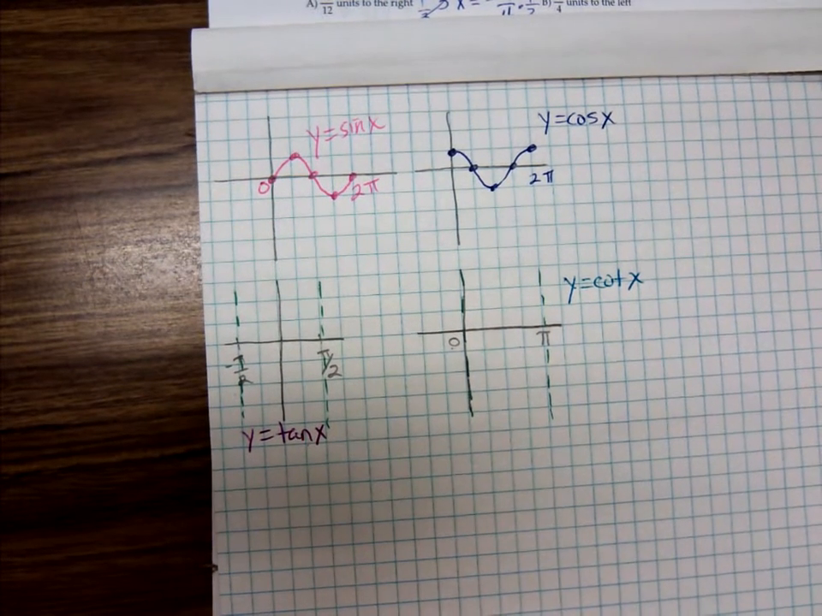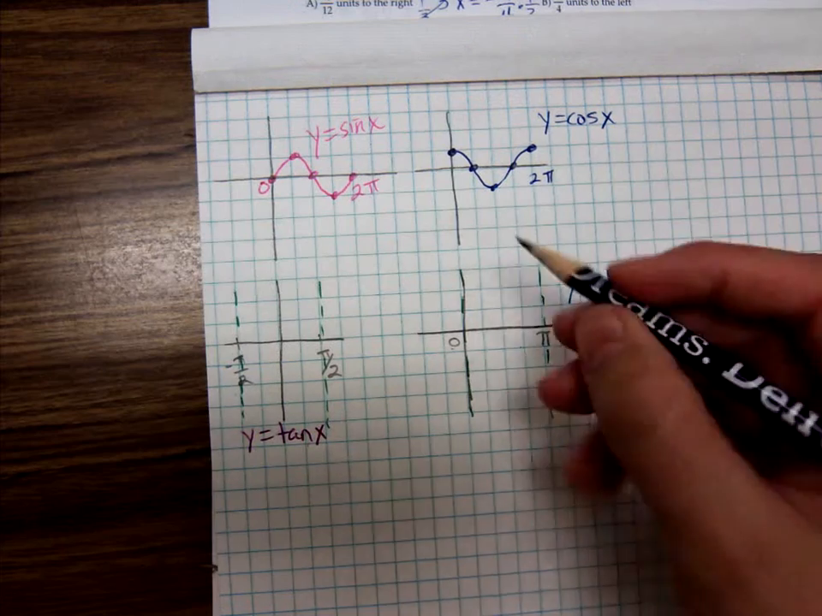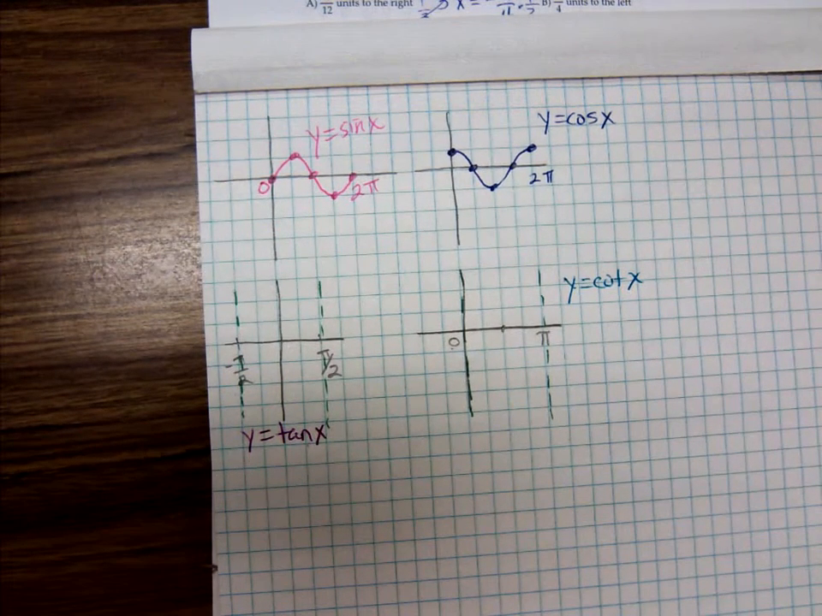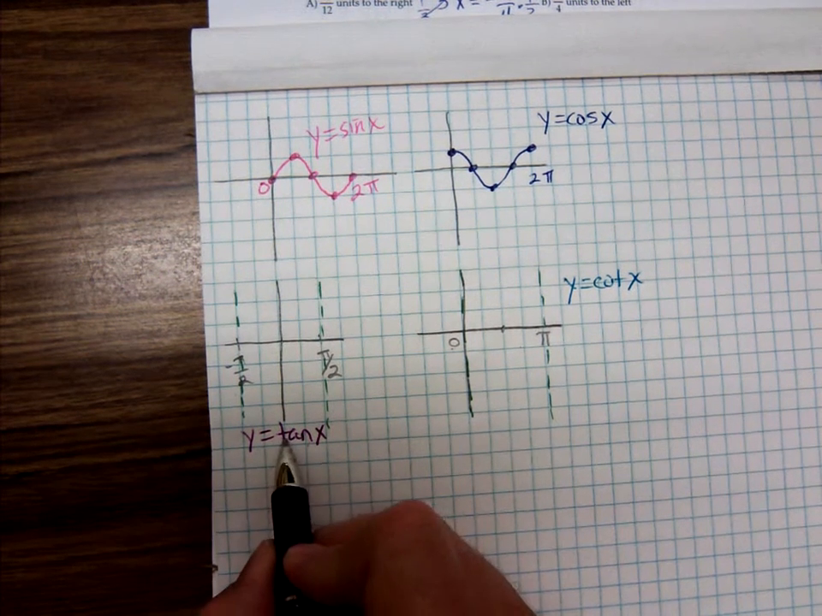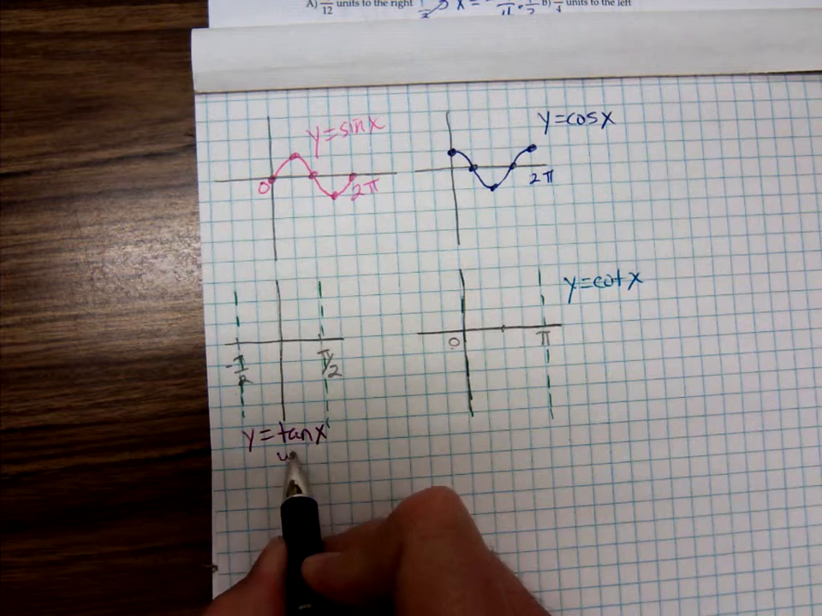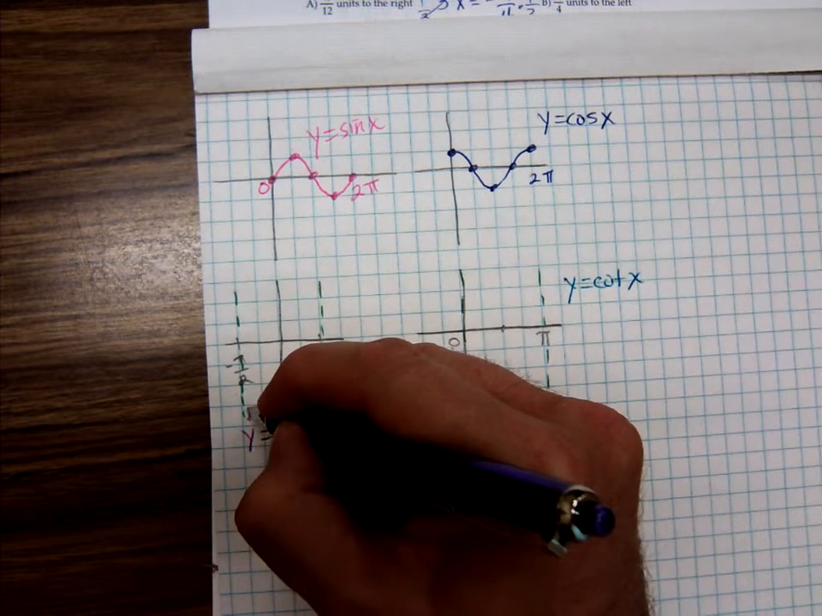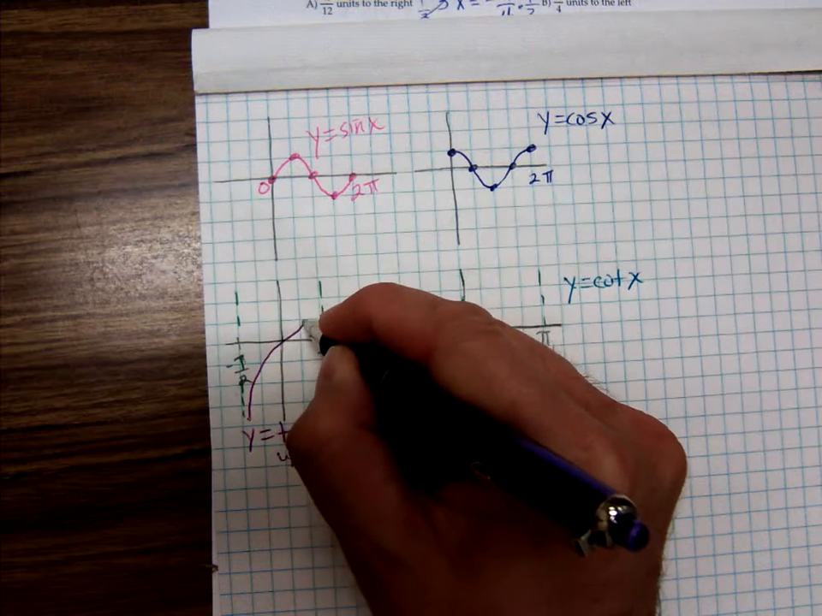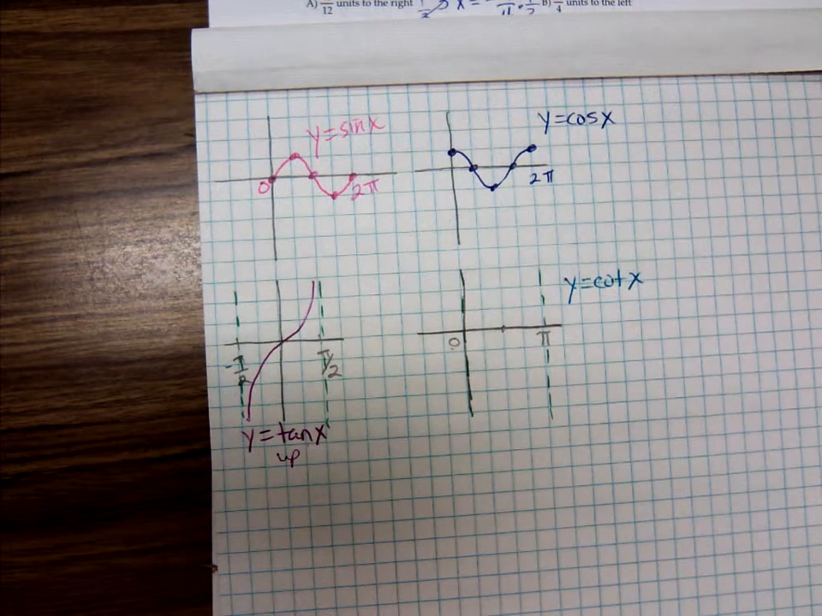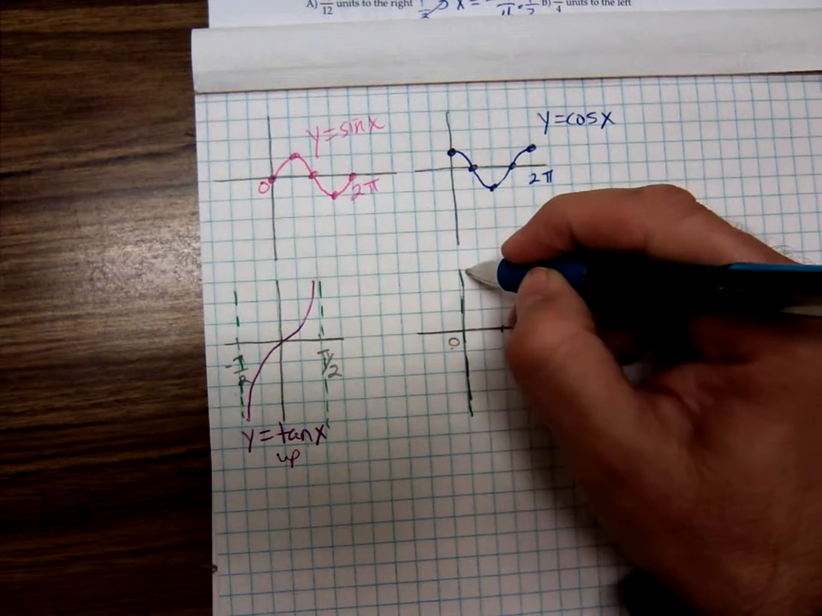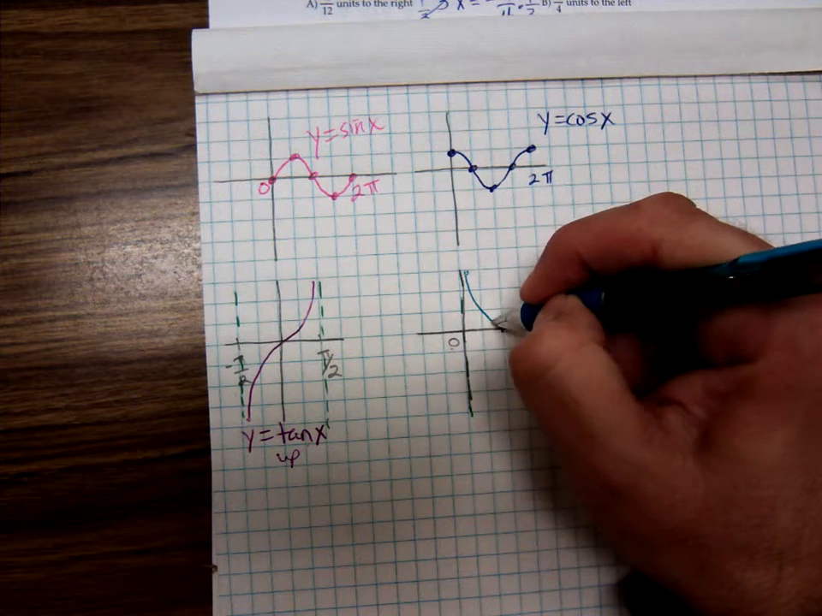And to get these shapes correct, one of them goes up when you look from left to right, one of them goes down. The letter immediately after T is a U, so up. This graph goes up when you look from left to right. For cotangent, the letter right after C is D for down. So this one goes down when you look from left to right.